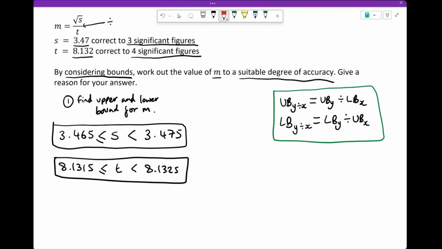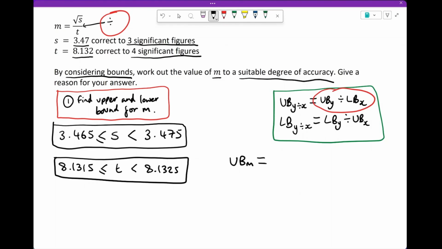So we still need to finish this step 1, which is to find the upper and lower bound for m, because we're considering bounds in this question. So remember, m is a division calculation is what we've identified. So let's start with the upper bound of m. That is going to be equal to, and when we're doing the upper bound for division, it is upper bound divided by lower bound.